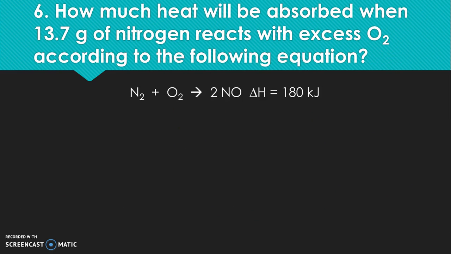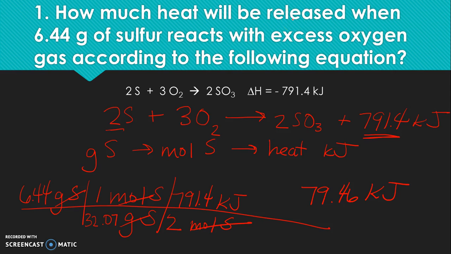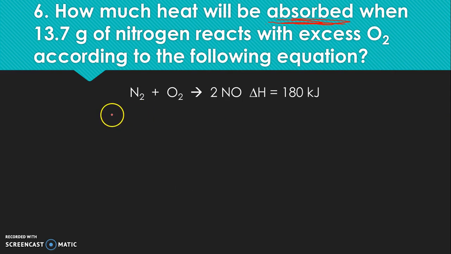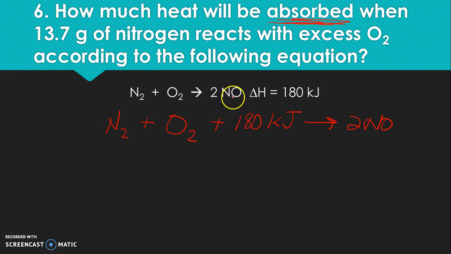I want to do one more, and then you're going to have some time to work on this. So again, how much heat will be absorbed now? Just from these statements, released and absorbed, we should immediately be able to figure out, is this endo or exothermic? Well, if it's absorbed, it's going to be endothermic. So now we're going to put heat as one of our reactants. So I'm going to write this out. Now, as you're doing these, you don't necessarily have to write this if you understand how this plugs in. But I'm going to write it this way because I think it's easier to see in the formula.